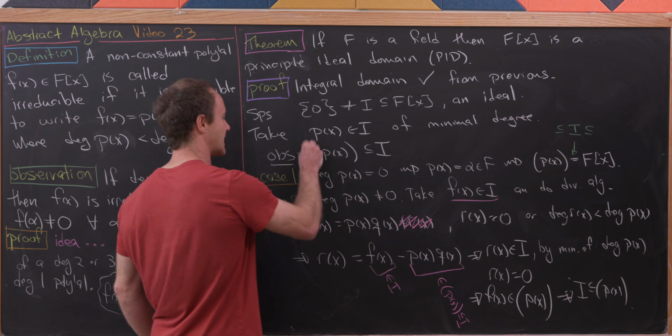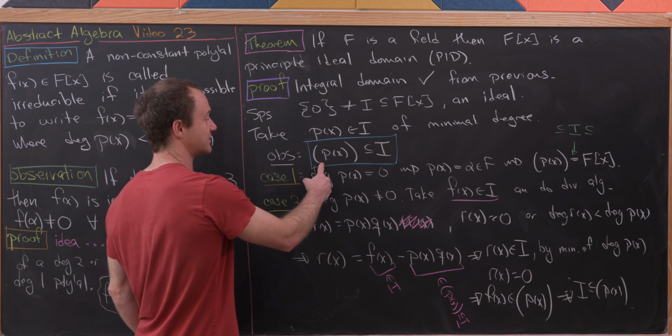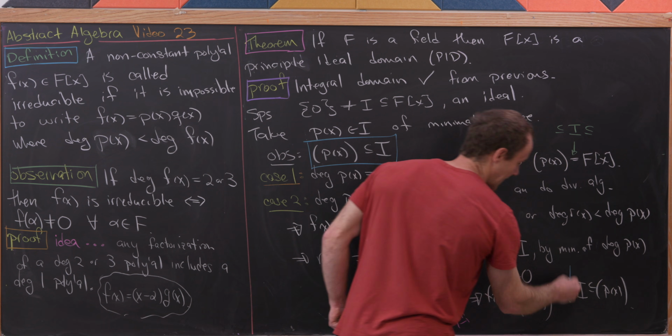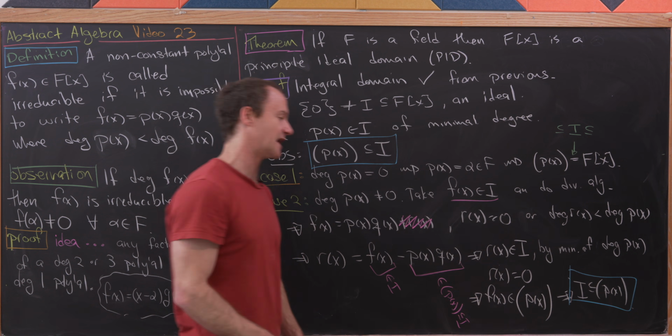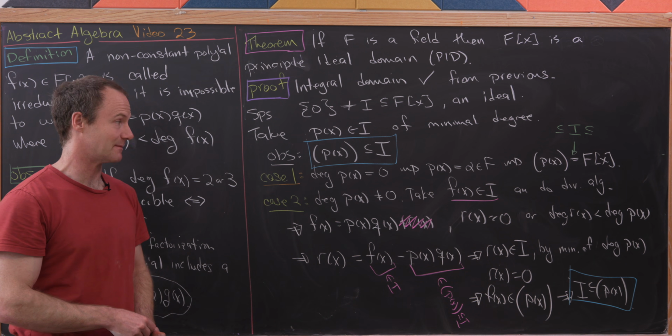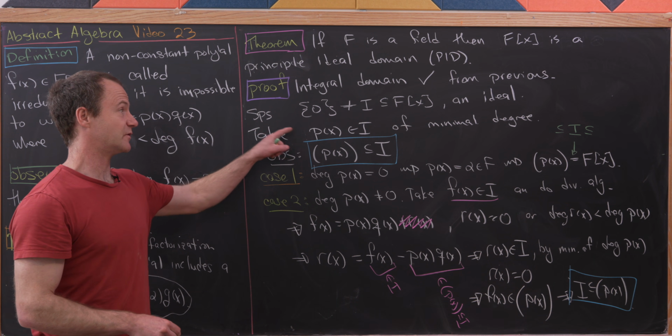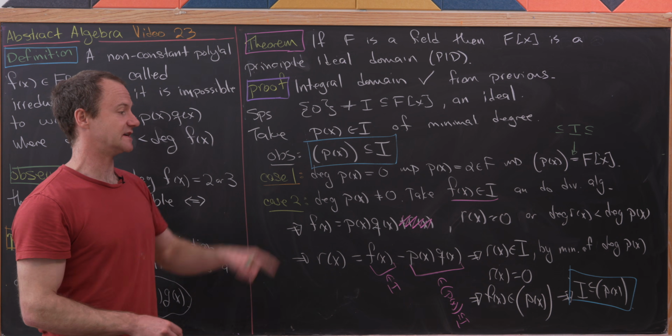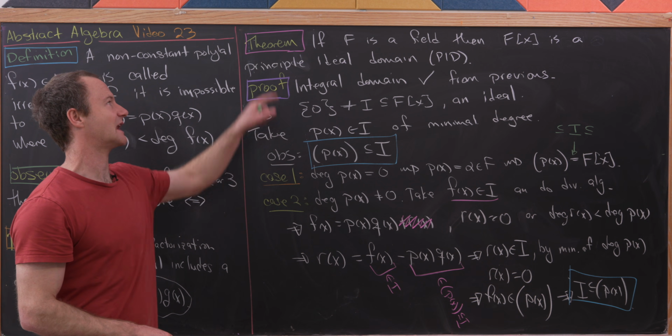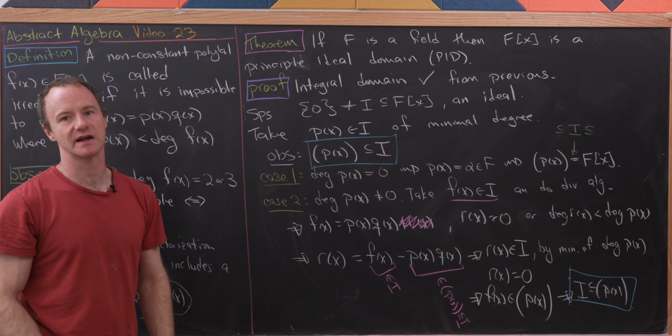So now let's see what we have. We have the principal ideal as a subset of I, and I is a subset of the principal ideal, which means they must be the same. So that shows that if we started with an arbitrary ideal, it must be a principal ideal, meaning that every ideal is a principal ideal.